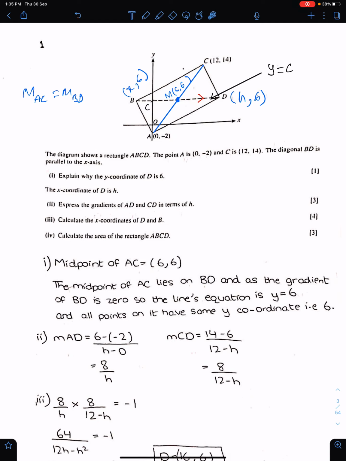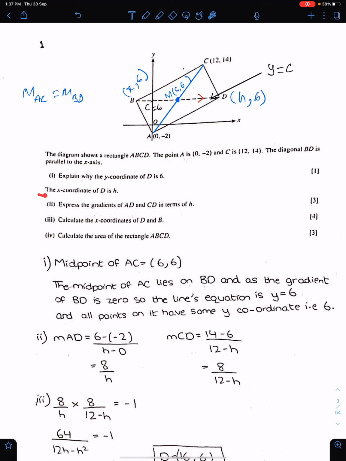Part 1. Explain why the y-coordinate of D is 6. For that, we first need to find the midpoint of AC, because in a rectangle, the midpoints of the diagonals are the same. The midpoint of AC is (6, 6). Since this line is horizontal and its equation is y = c, and this is 6, every point on this line has the same y-coordinate, which is 6. So the y-coordinate of D is 6 and the y-coordinate of B is also 6. The midpoint of AC lies on BD, and as the equation of this line is y = 6, all points on it have the same y-coordinate, that is 6.